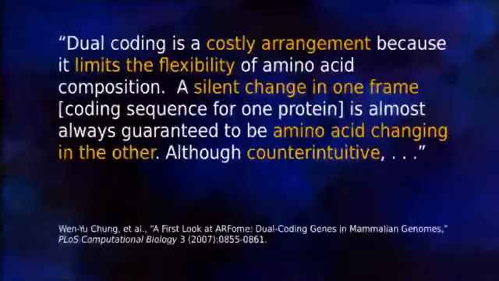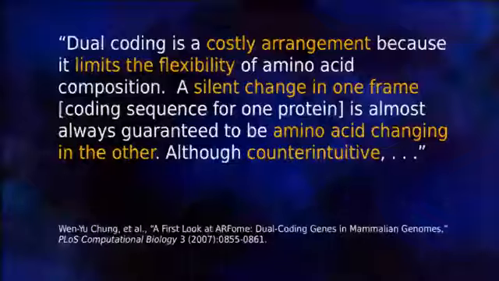Now, dual coding genes, right? Dual purposes, dual things. That's going to be a big problem for evolution, and the authors of this paper realized this. They said dual coding is a costly arrangement because it limits the flexibility of amino acid composition. A silent change in one frame, in other words, one coding sequence for one protein, is almost always guaranteed to be amino acid changing in the other. So even if you get a mutation that might be beneficial to one of the proteins that the gene codes for, chances are you've messed up the other one, okay? Again, because it's coding for two things.